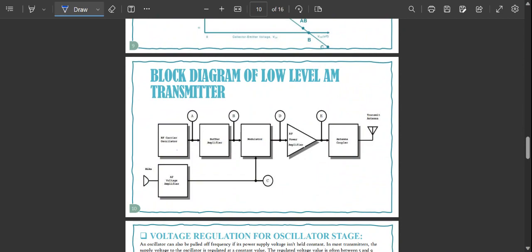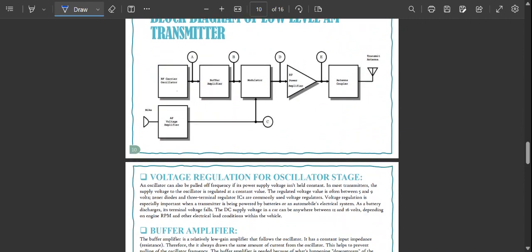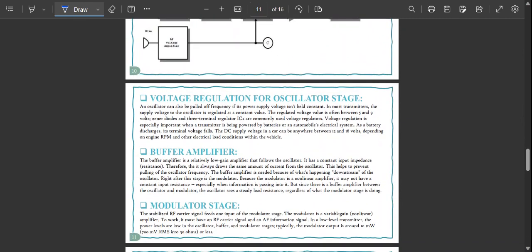Two circuit techniques are commonly used to stabilize the oscillator. Number one is buffering, and number two is voltage regulation. Here we have the voltage regulation for the oscillator stage, and then we have the buffer amplifier. In voltage regulation, the supply voltage to the oscillator is regulated at a constant value. The regulated voltage is often between 5 and 9 volts. Zener diodes and three-terminal regulator ICs are commonly used voltage regulators.